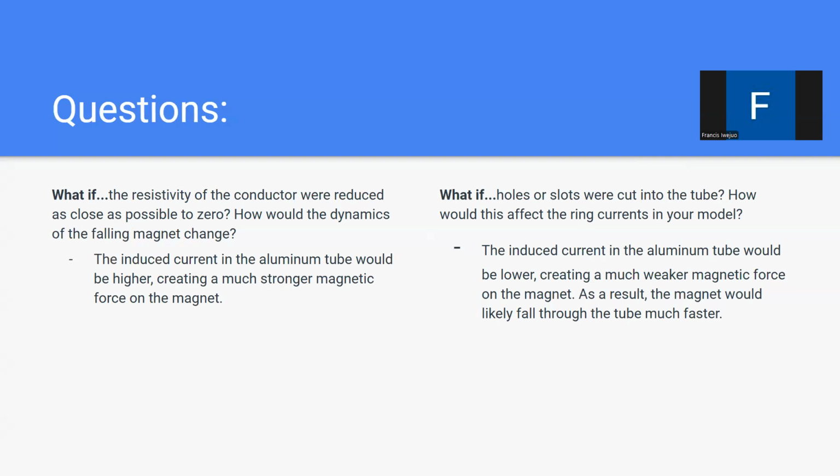And then the other question was, what if holes or slots were cut into the tube? How would this affect the ring currents in my model? In this case, the induced current in the aluminum tube would actually be lower, which would create a weaker magnetic force on the magnet, and as a result, the magnet would likely fall through the tube much faster, facing little to no resistance as it falls.